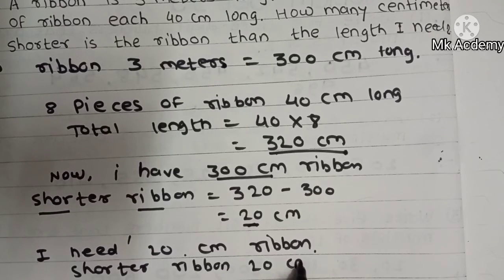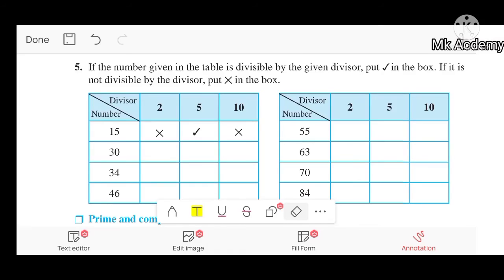20 centimeters. Okay, now see question 5. If the number given in the table is divisible by the given divisor, put right in the box. If it is not divisible by the divisor, put wrong in the box. Now, in the first box, we are given divisors 2, 5, 10 and numbers. The first number is 15. The unit place of 15 is 5.